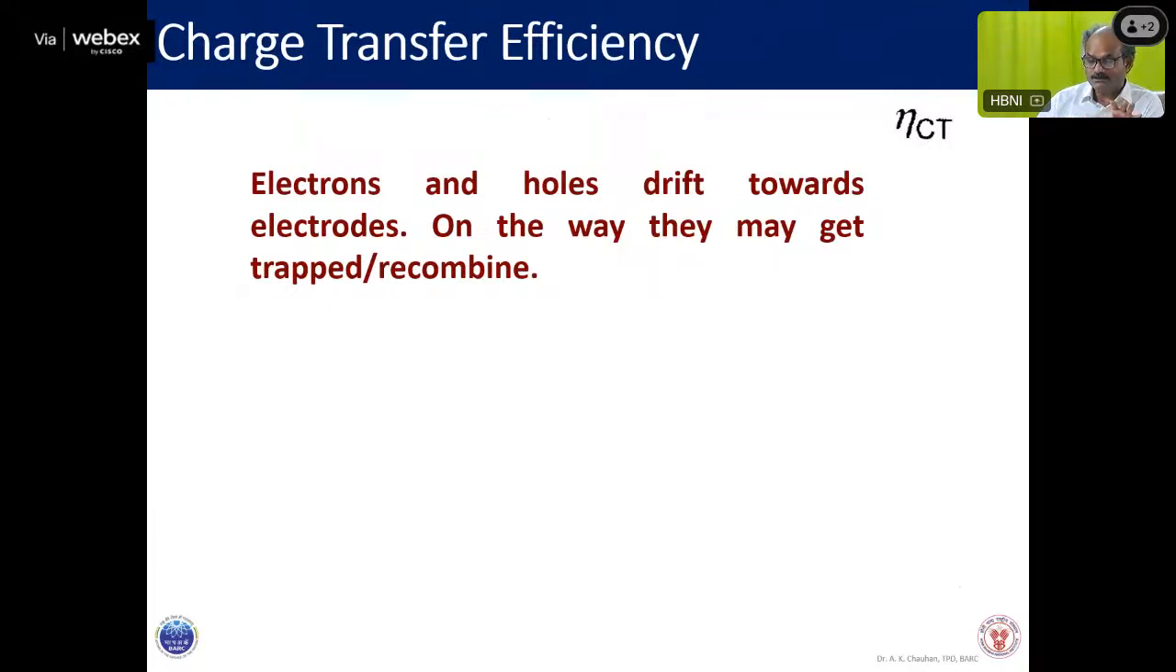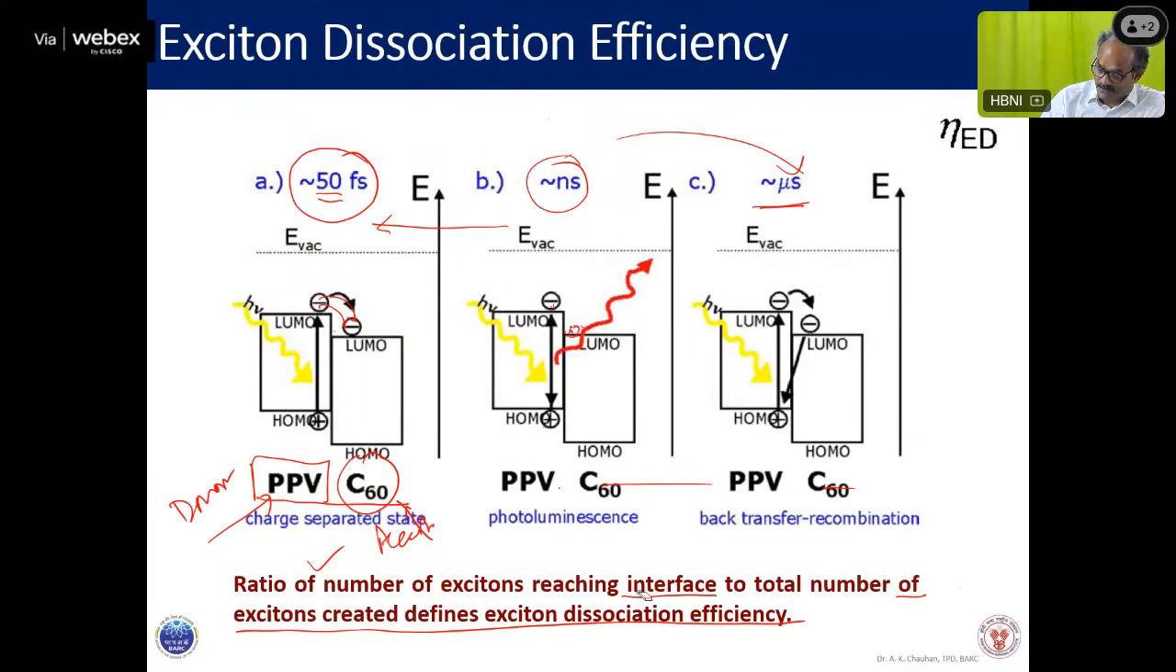But it has to reach. So we just see the difference. The definition says those excitons which are created. The ratio of the number of excitons that reach the interface to the total number of excitons created anywhere. Once it reaches, we presume that it will be separated.